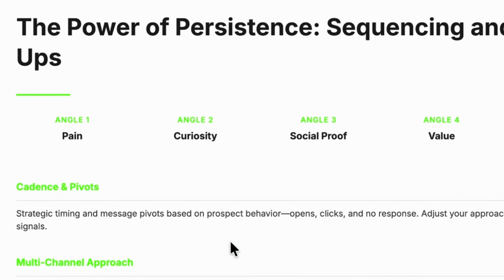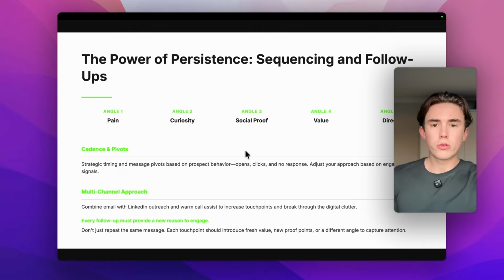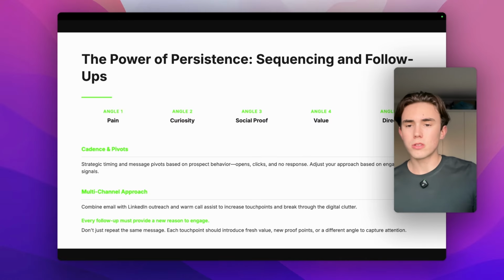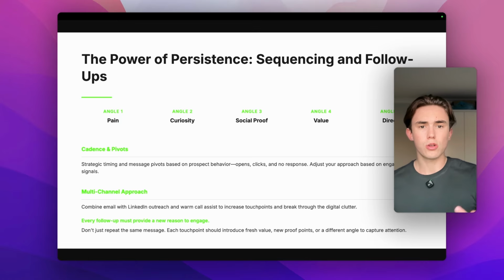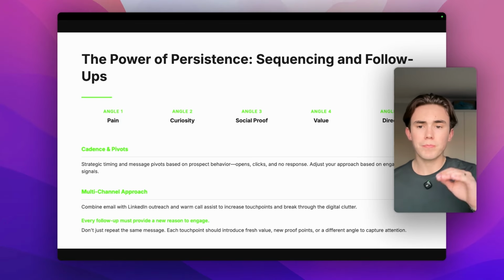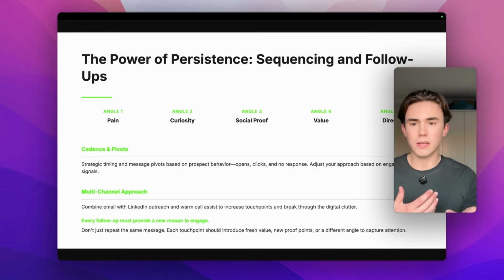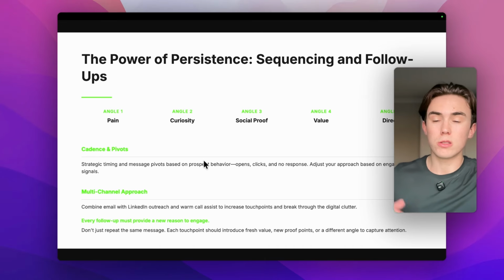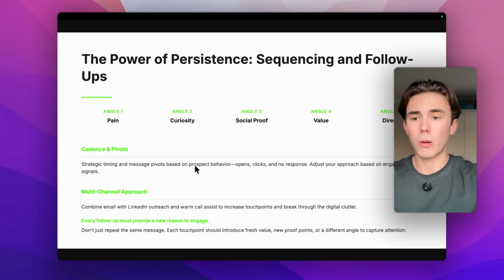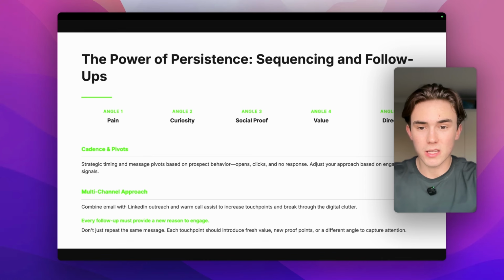Now, the following up and sequencing. The way we like to test our different variants is a bunch of different ways, right? The first is pain. Second is curiosity, social proof, value, and then just being direct, right? So strategic timing and messaging pivots based on prospects' behavior, right? So you obviously need to analyze the campaign, see which angle works best, whether it's pain for a specific audience, then you need to double down on that. Maybe tweak the follow-ups to that. That's how optimization is done, right?